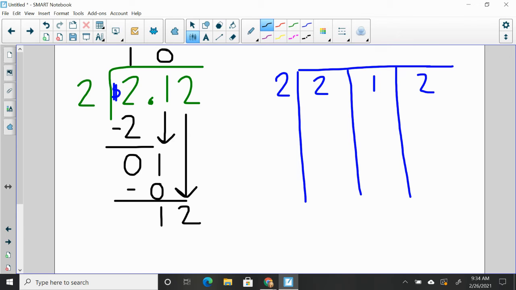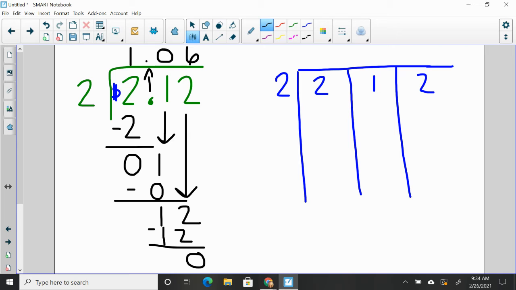Okay. And then we think to ourselves, how many groups of 2 can I make with 12? 6. Okay, that 6 goes up here. 6 times 2 is 12. 12 minus 12 is 0. I don't have anything left over. My decimal point's going to go straight up because I'm dividing by a whole number. And that's the end of the problem.